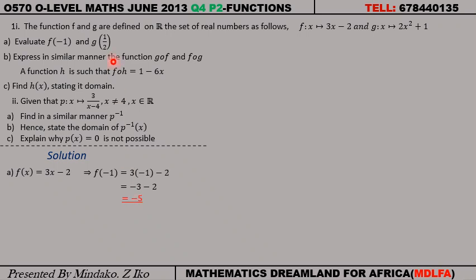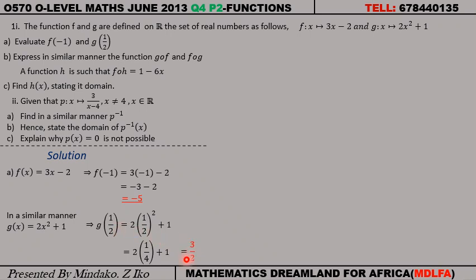In a similar manner, I can also evaluate g of half. g of x equals 2x squared plus 1, and therefore g of half will be 2 multiplied by half squared, plus 1. Half squared is 1/4, and 2 times 1/4 is half, and then plus 1. We have that g of half is equal to 3 on 2.